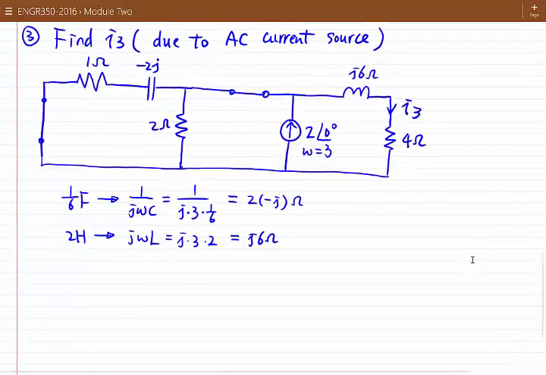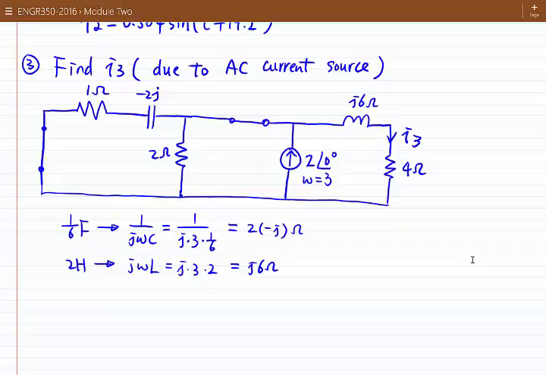So we can see, for this AC phasor circuit, we only have one AC current source, and our goal here is to find I3. First we find the phasor current I3, and then we can convert it back to the time domain to calculate the time domain current I3. So first, how do we calculate I3? So let's look at this branch, the left hand side branch.